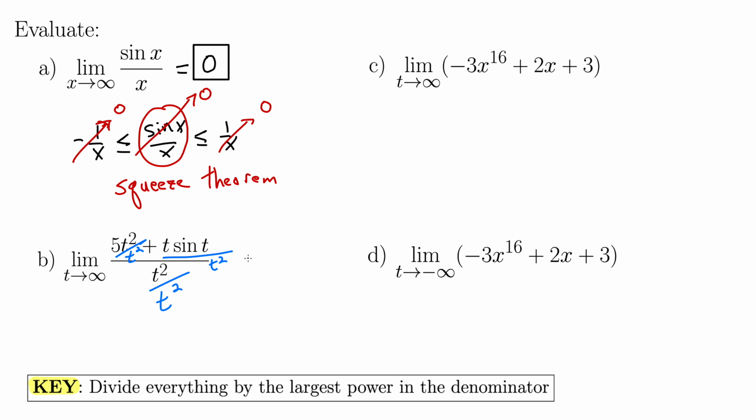Okay, so where does that leave us? We have the limit now as t goes to infinity. Let's clean this up a little bit. We have 5 plus, one of these t's will cancel out, so we have sine t over t, all over t squared over t squared, which is 1. And we know from part A that the limit as t goes to infinity of sine t over t is 0. So that just leaves us with the limit as t goes to infinity of 5 over 1, which is simply 5.